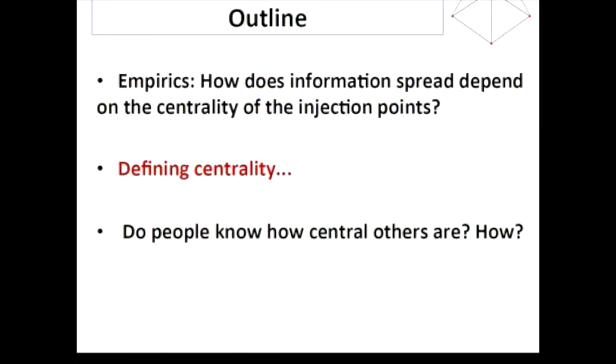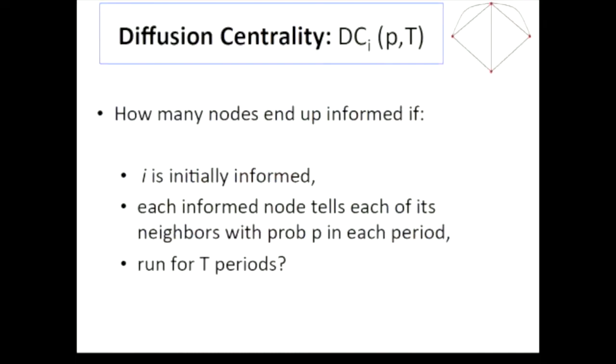So now let's talk about defining centrality by a particular measure. What I'm going to do is define what we call diffusion centrality. So what does diffusion centrality do? It thinks carefully about a model of centrality. Let's suppose we start with a particular node, and we seed that node with information, and then we ask them to pass information along.